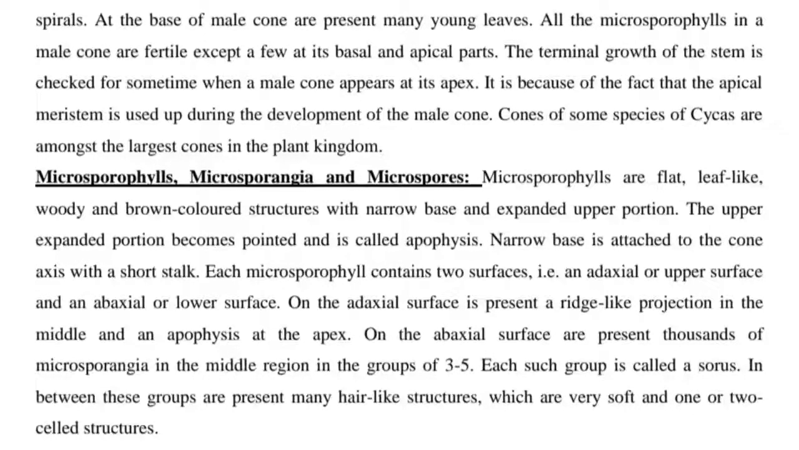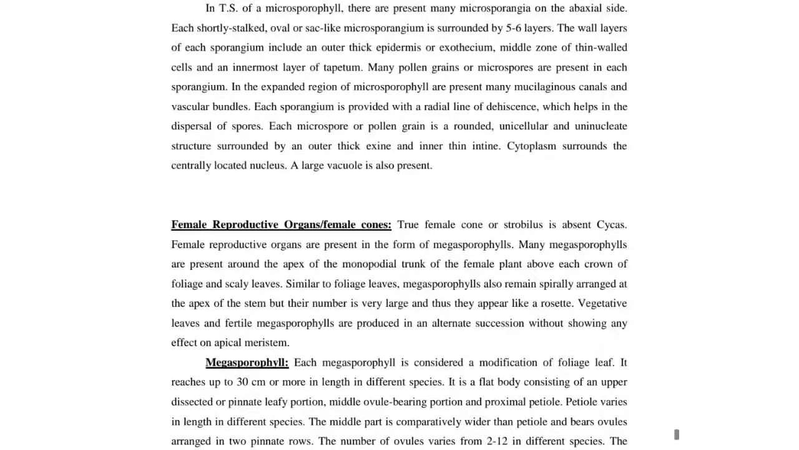In between these groups are present many hair-like structures, which are very soft, one or two cell structures. In the tiers of a microsporophyll, there are many microsporangia on the abaxial side. Each shortly stalked, oval or sac-like microsporangium is surrounded by 5 to 6 layers. The wall layers of each sporangium include an outer thick epidermis or exothecium, a middle zone of thin wall cells and an innermost layer of tapetum.